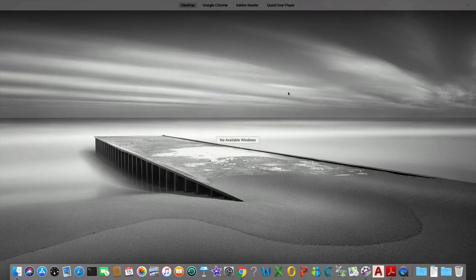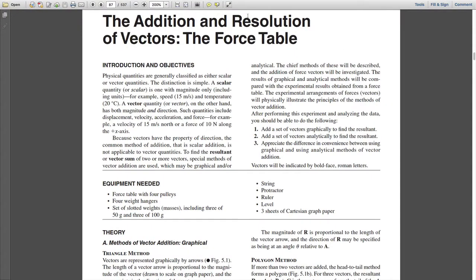Then let's have a look. So today's experiment, this is our fourth experiment of the course: the addition and resolution of vectors using the force table. What is the objective of today's experiment?